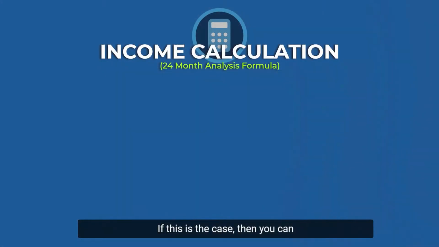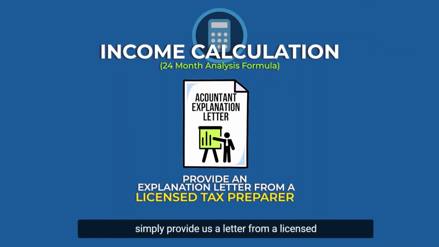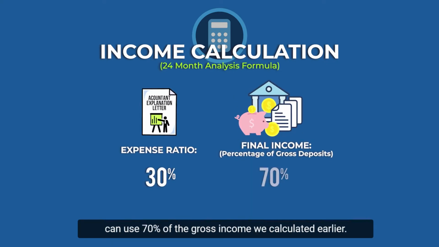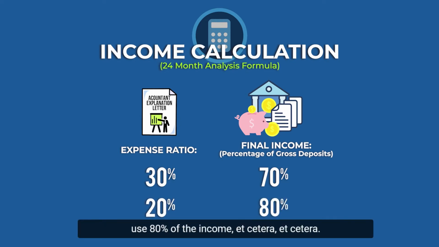If this is the case, then you can simply provide us a letter from a licensed tax preparer stating your business's true expense ratio. And then we apply this expense ratio to the gross income. So again, if the expense ratio is, say, 30%, then we can use 70% of the gross income we calculated earlier. If the expense ratio is 20%, then we can use 80% of the income, etc., etc. And then this becomes the qualifying income for your loan application.